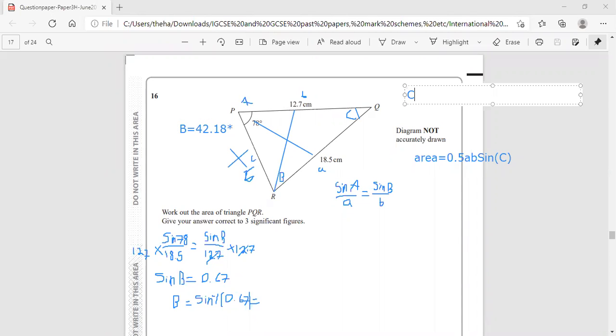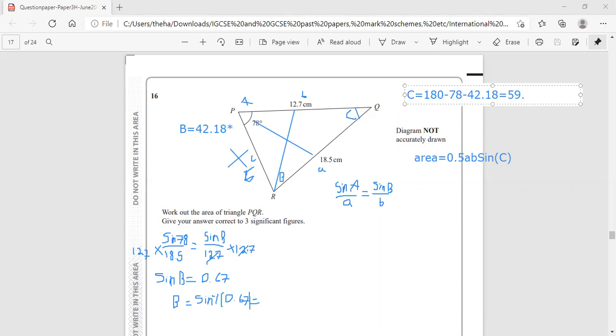Okay, so now we know that, we can work out big C. So big C is equal to, remember, all angles in a triangle add up to 180 degrees. It's going to be 180 minus 78 minus 42.18. And that gives us big C is 59.82. That is our answer for that.